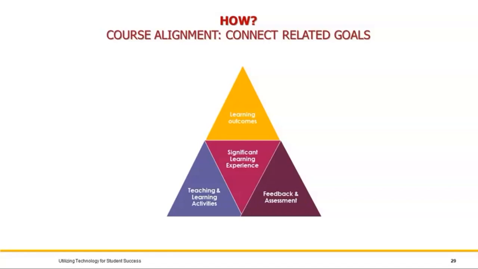So again, we have our triangle with our components, significant learning in the middle, our outcomes, teaching and learning, and feedback and assessment. And this is not the only thing we can do, but this is an example based on one of the courses at the University of Pretoria that I'm just going to share with you. And then the next one will be based on accounting. So just to have a look at this.